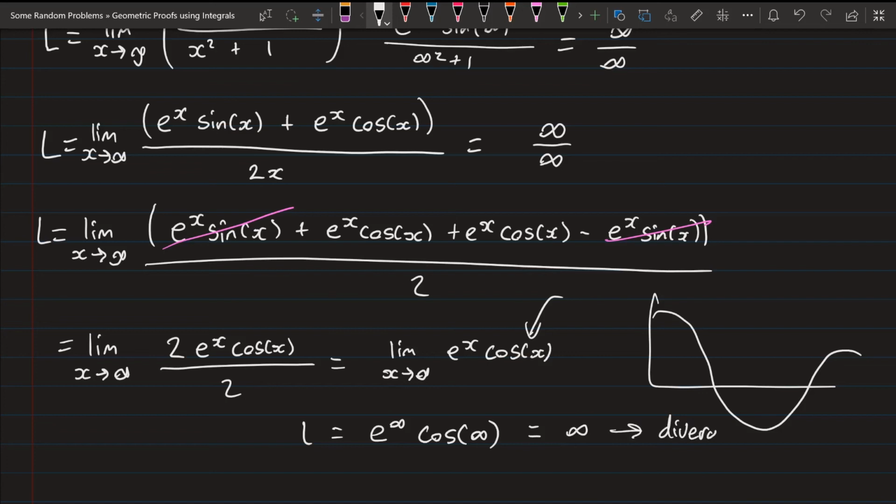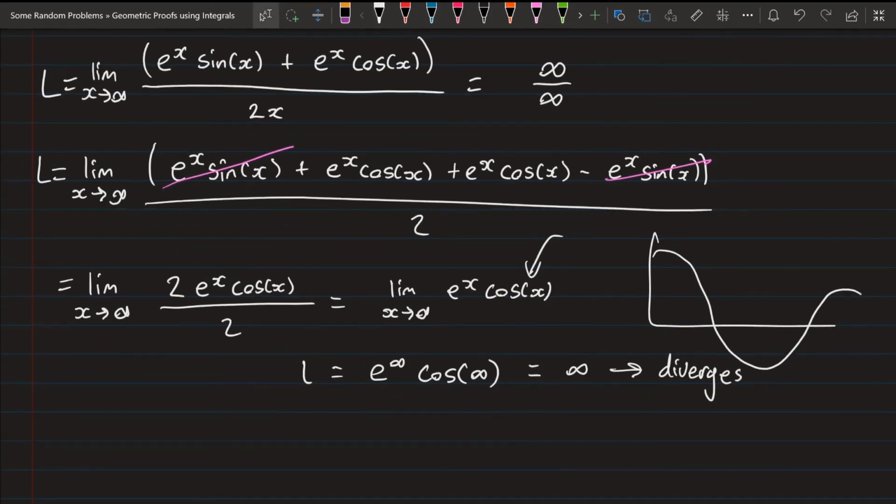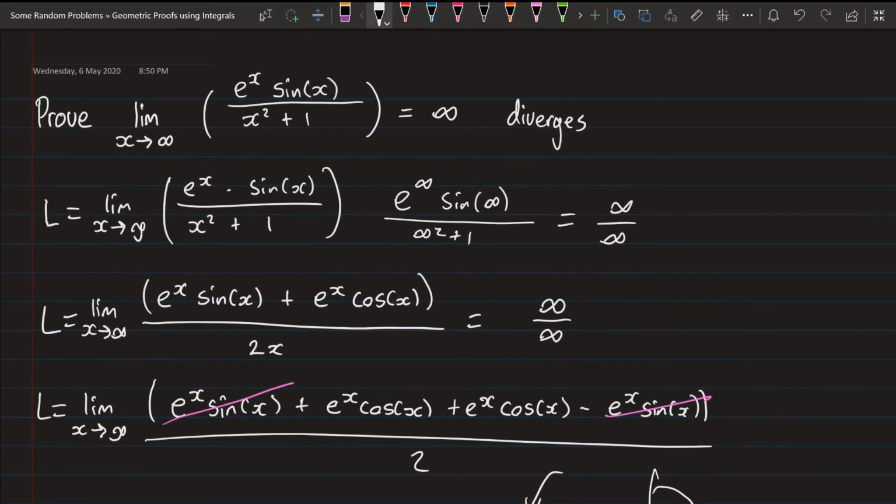And that's how we can prove, using L'Hopital's rule, and we also can use some geometric explanations, as I pointed out earlier, that indeed this limit diverges.